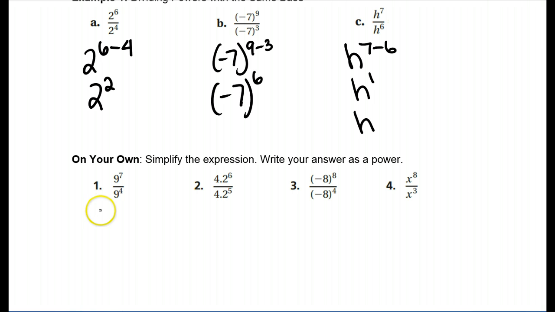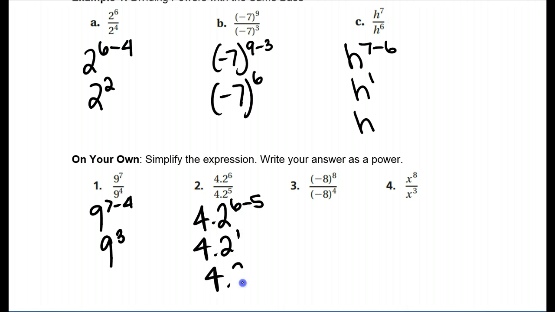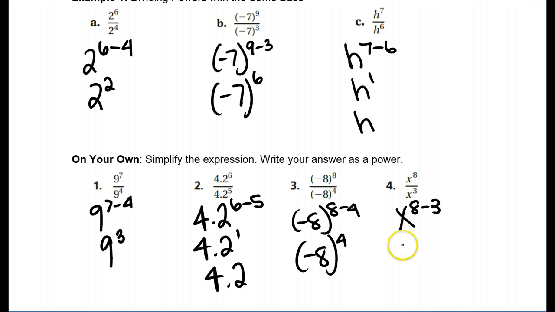Number 1, base is the same, so I do 9 to the 7 minus 4, which is 9 to the 3rd power. And number 2, I have 4.2 and 4.2 as my base. So then you do 6 minus 5, which is 4.2 to the first power, which you can just write as 4.2. Number 3, my bases are the same. I have -8 to the 8 minus 4, which is -8 to the 4th power. And number 4, bases are the same, so I have x to the 8 minus 3, which is x to the 5th power. So pretty simple.